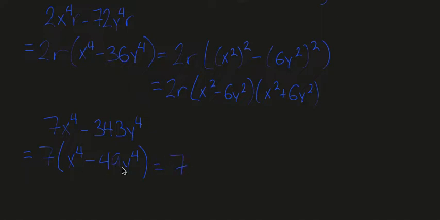We can break down this binomial into x squared minus 7y squared. And we're going to get that x to the power of 4 minus 49y to the power of 4 is going to factor into x squared minus 7y squared times x squared plus 7y squared.